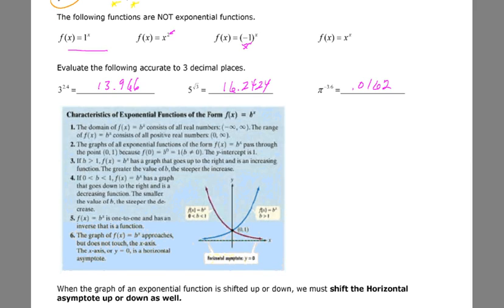Let's consider some characteristics of the exponential function f of x equals b to the x. The domain for these functions, whether it is the decreasing type or the increasing type, is all real numbers for both of those. So you don't have to guess. Domain, all real numbers, we're done.